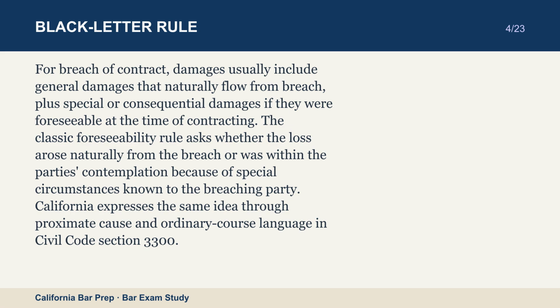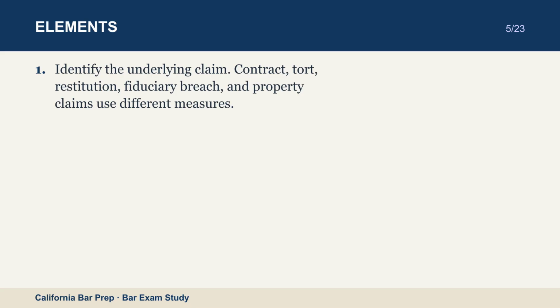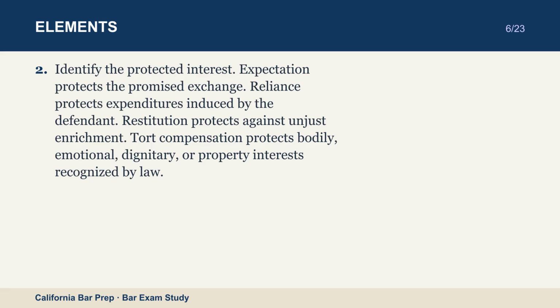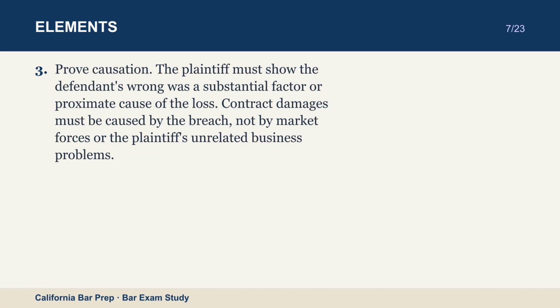Identify the underlying claim. Contract, tort, restitution, fiduciary breach, and property claims use different measures. Identify the protected interest. Expectation protects the promised exchange. Reliance protects expenditures induced by the defendant. Restitution protects against unjust enrichment. Tort compensation protects bodily, emotional, dignitary, or property interests recognized by law. Prove causation. The plaintiff must show the defendant's wrong was a substantial factor or proximate cause of the loss. Contract damages must be caused by the breach, not by market forces or the plaintiff's unrelated business problems.